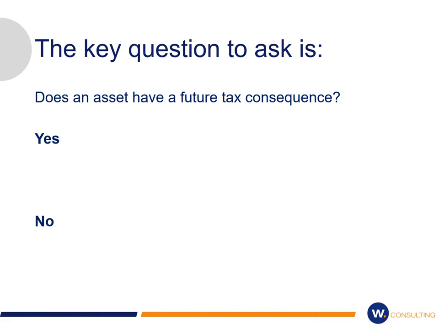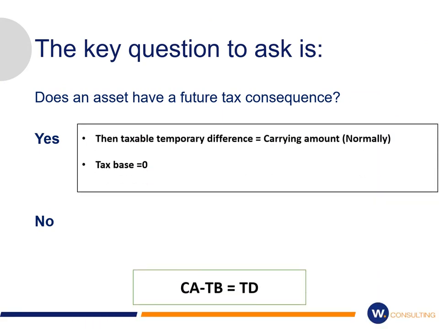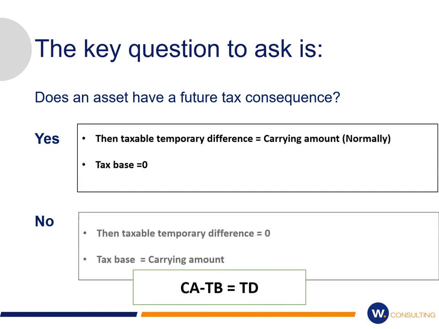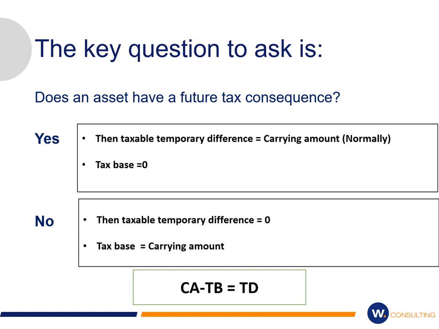So the key question to ask is, does an asset have a future tax consequence? If the answer is yes, then the taxable temporary difference is normally the carrying amount and the tax base is equal to 0. If it's not, then the taxable temporary difference is 0 and the tax base is equal to the carrying amount.